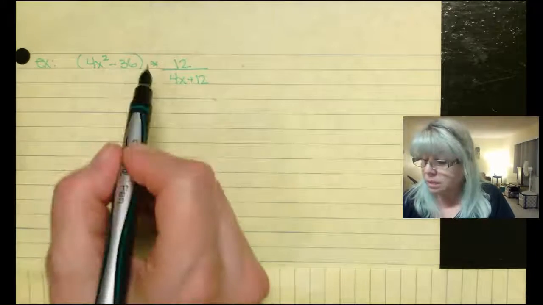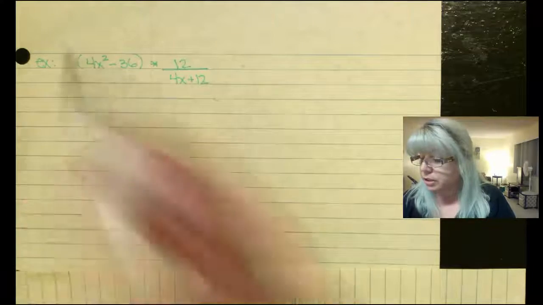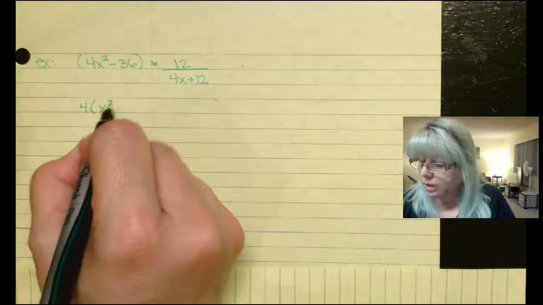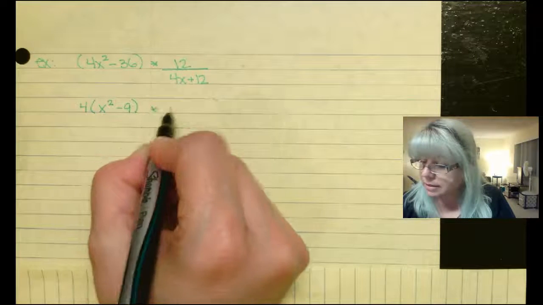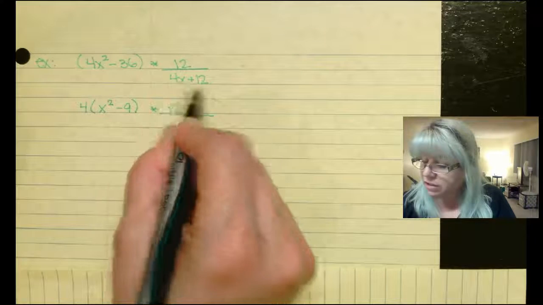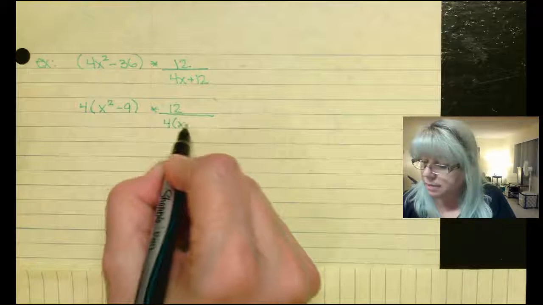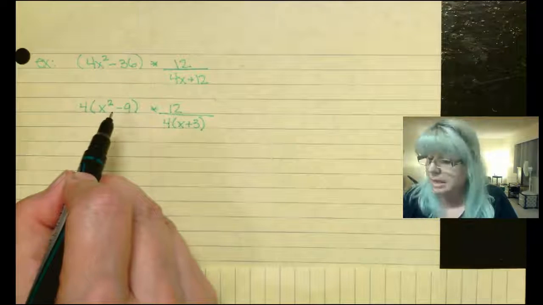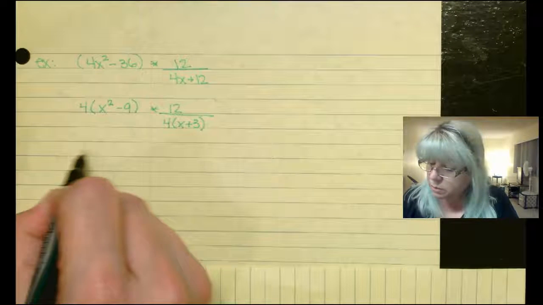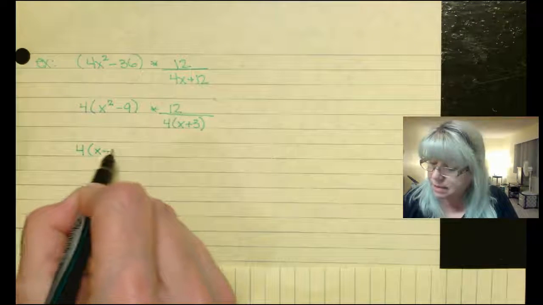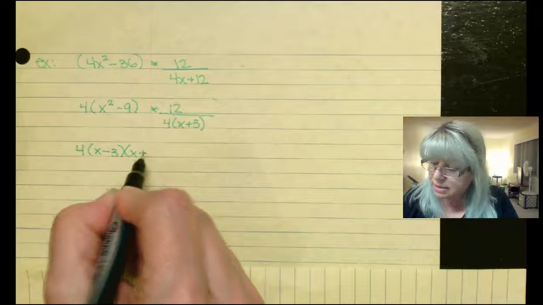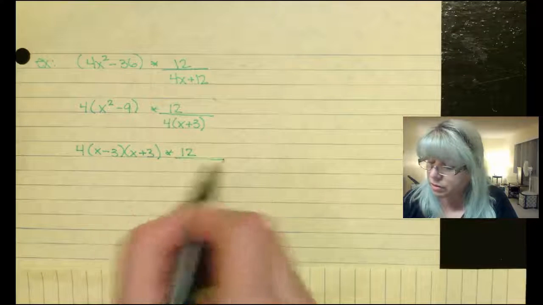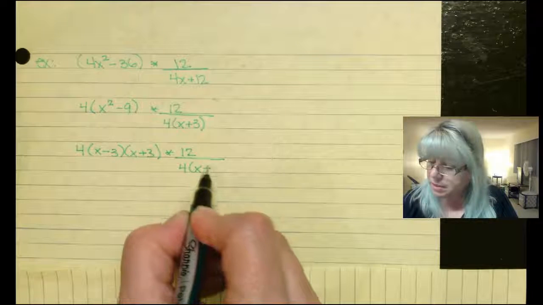Okay, before I do any multiplication, I'm going to factor this expression and pull out a 4, x squared minus 9 times 12. I'm going to factor the denominator, 4x plus 3. For the x squared minus 9, I can factor that as well. So it's going to be 4, x minus 3, x plus 3, times 12 over 4x plus 3.